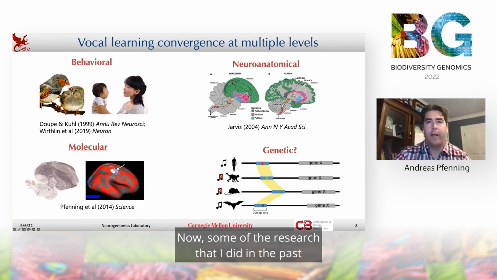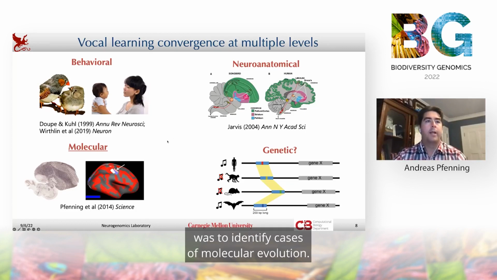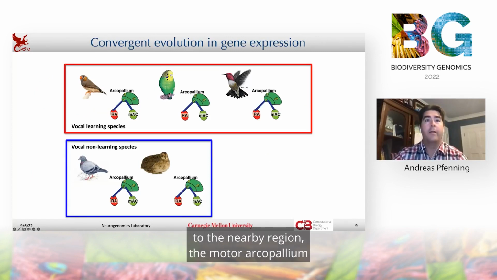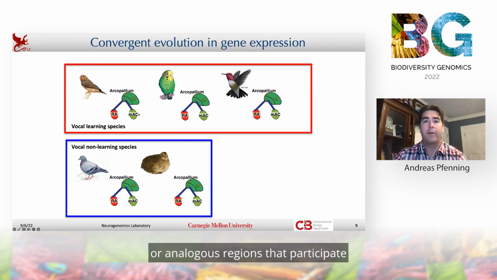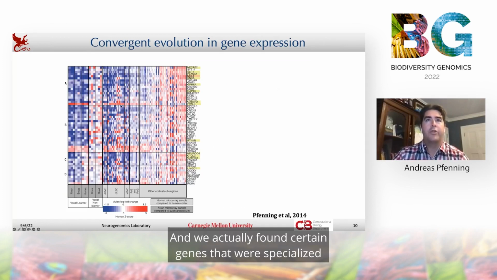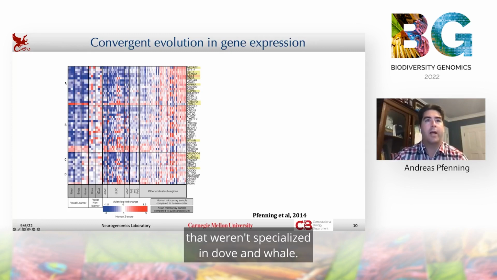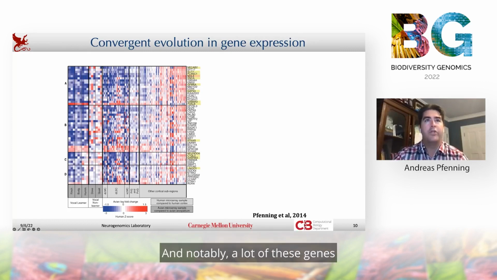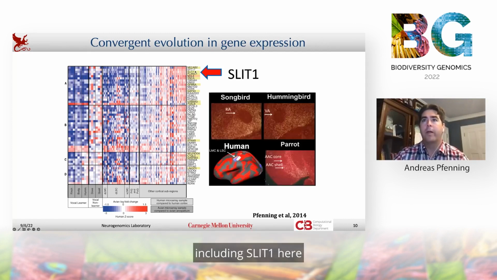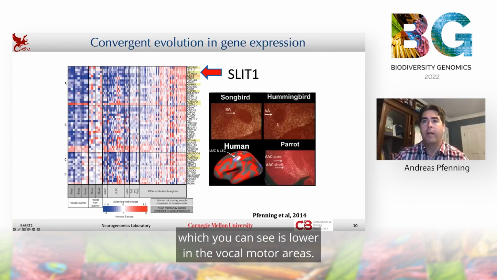Now, some of the research that I did in the past as a part of the Jarvis lab was to identify cases of molecular evolution. What we did is compare the vocal region RA to the nearby region, the motor archipallium, or analogous regions that participate in other motor behaviors. We found certain genes that were specialized for vocal learning across finch, budgerigar, and hummingbird that weren't specialized in dove and quail. Notably, a lot of these genes also show molecular specializations in the part of the human motor cortex that specializes for the production of learned vocalizations, including SLIT1 here, which you can see is lower in the vocal motor areas.